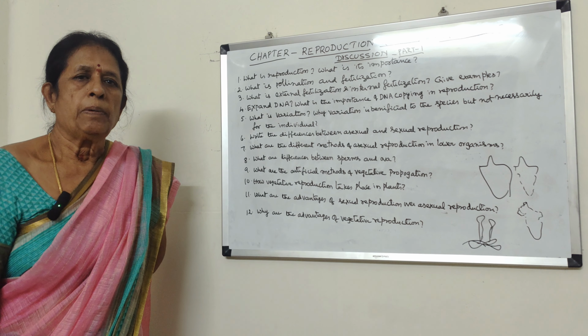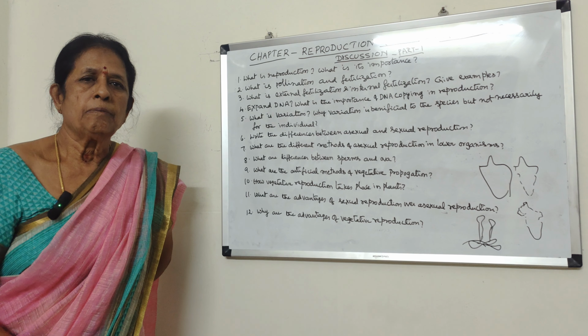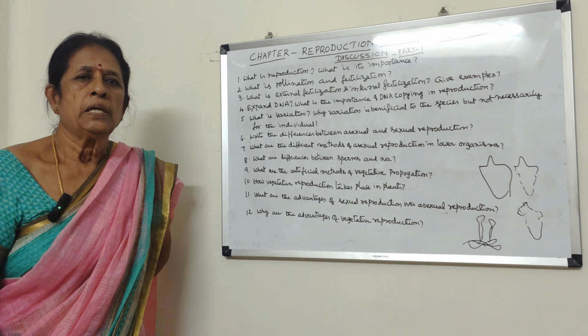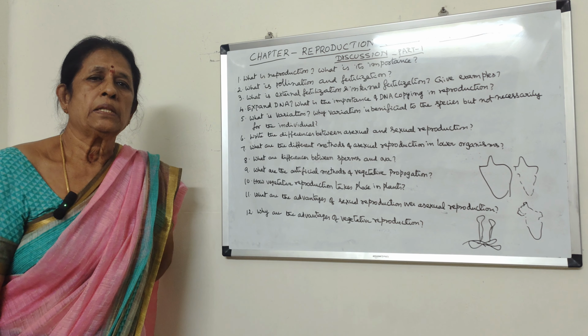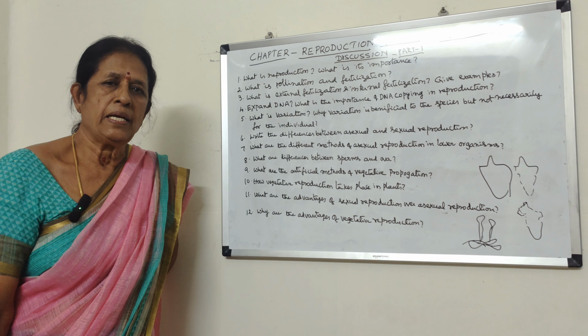Layering means a branch of a plant, while still in contact with the parent plant, is allowed to grow roots and develop into a new plant. That is called layering. The plants developed by layering are called layers.